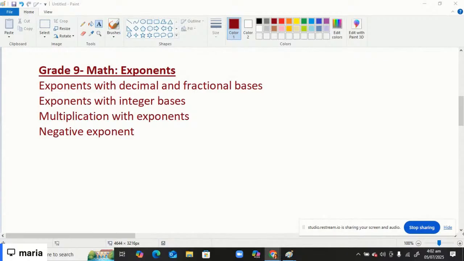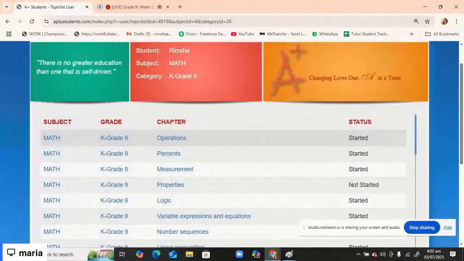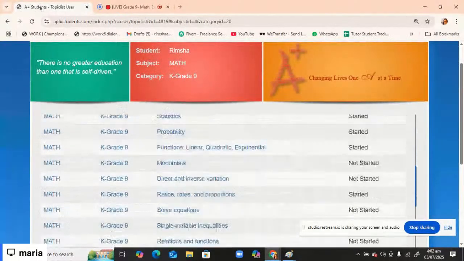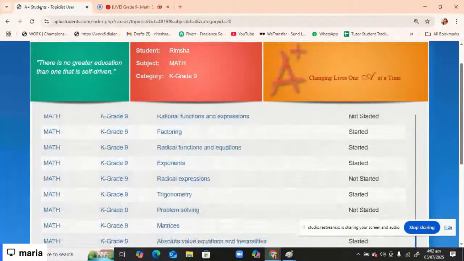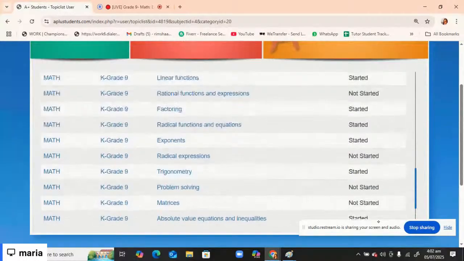You have to log in using the email and password provided by the administrator. Select maths from the subject tab this way. Scroll to grade 9. There is a list of chapters, and we are on the chapter exponents.